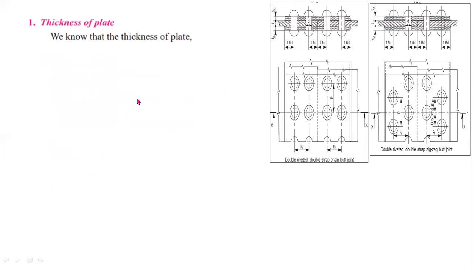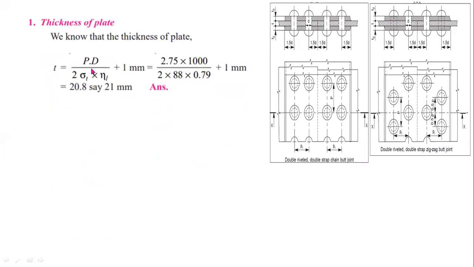In the first step, you have to determine the suitable thickness of the boiler shell, that is T. Already we know the formula for the thickness of the boiler shell. Substitute the value of maximum inside pressure P and diameter of the shell. The answer is 21 mm. This is the thickness of the boiler shell.